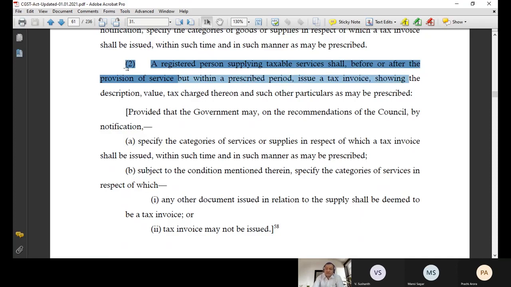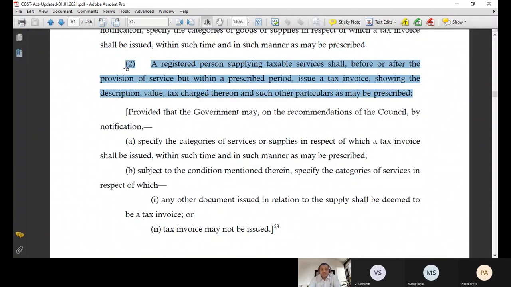Issue a tax invoice, again the same thing, showing the description, value charged thereon and such other particulars as may be prescribed. So the remaining is the same. But in services, the words at the time of are missing. Simple point: either before or after the provision of service, but within a prescribed period.